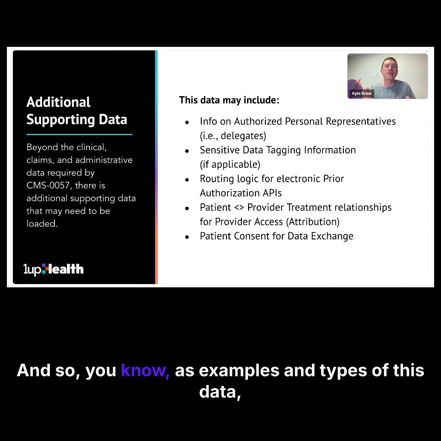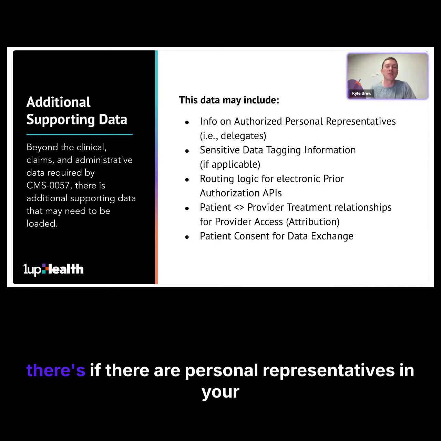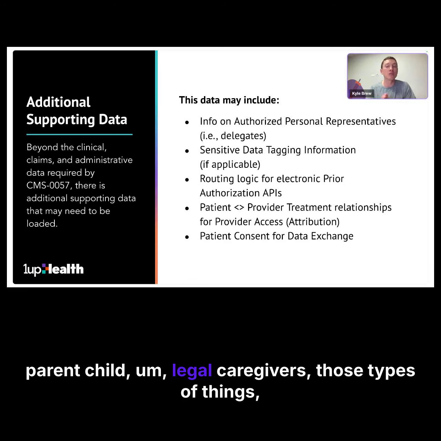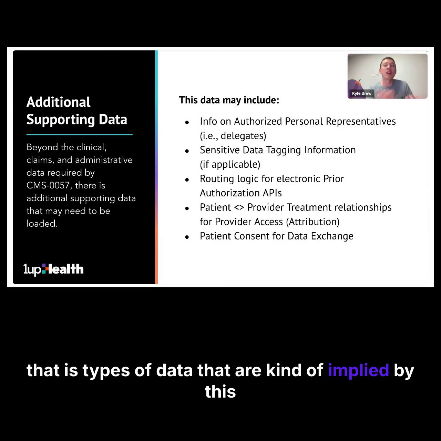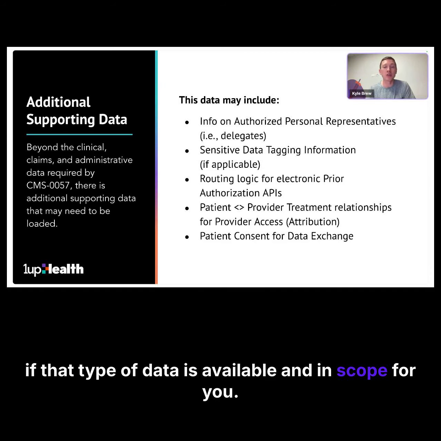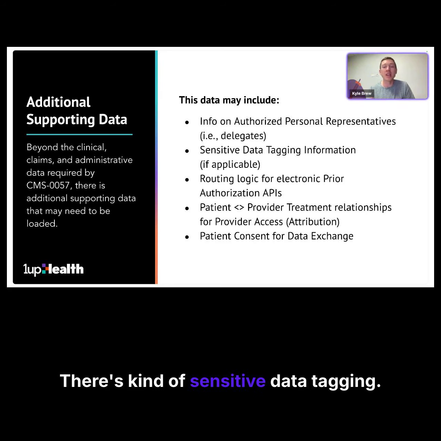As examples of this data, there are personal representatives in your system captured today: powers of attorney, parent-child, legal caregivers, those types of things. Those are types of data that are implied by this rule that we can work with. We've already worked with some of you and can identify if that type of data is available and in scope for you.